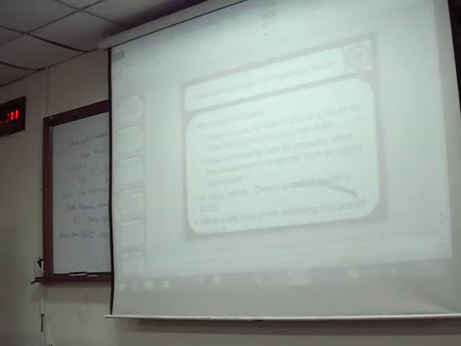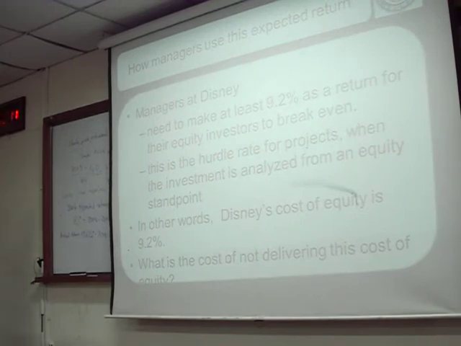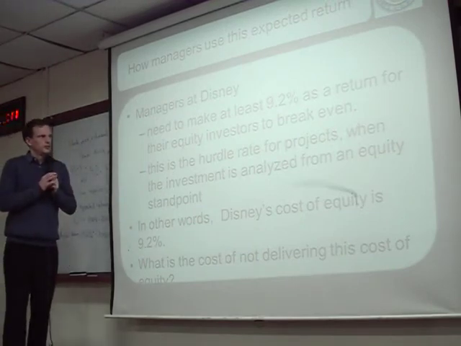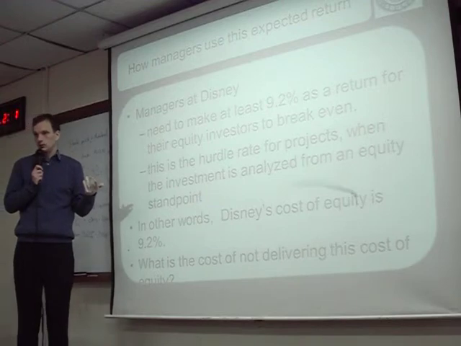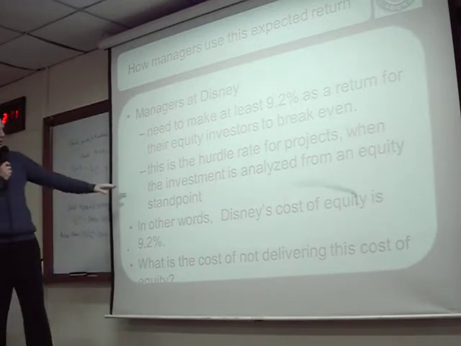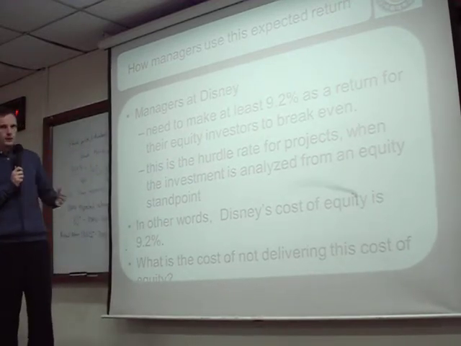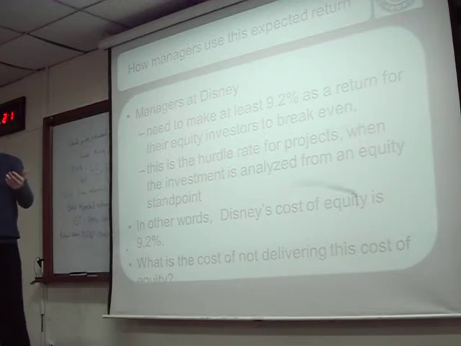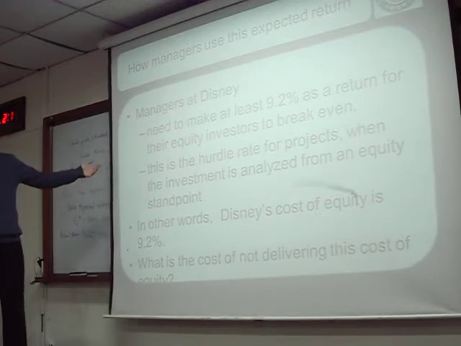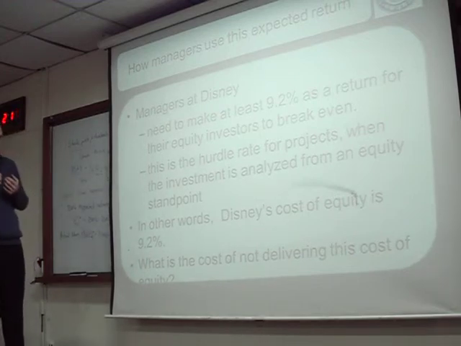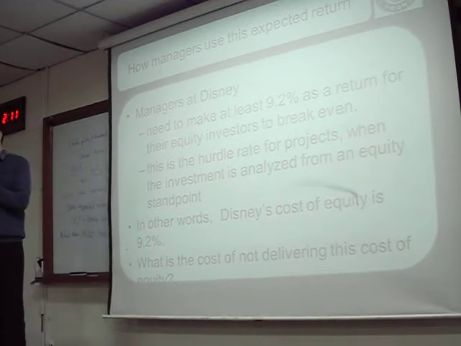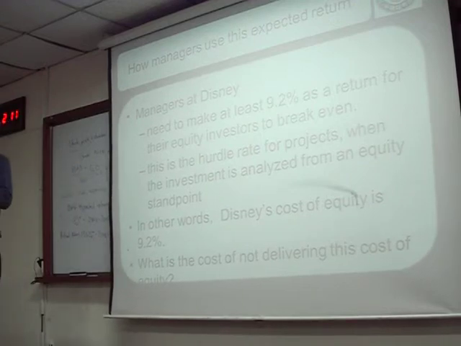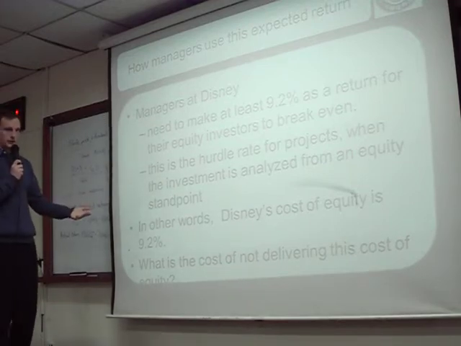So we can also use this inside the company. Managers in the company can use this. We know that our stock investors want us to make a 9.2% profit to break even, or else they're not going to invest in our company. So this can be a hurdle rate for projects. If we're just looking from the equity standpoint, later we'll talk about both equity and debt, right? But just from the point of the stockholder, we can use this as a hurdle rate. So this is Disney's cost of equity. In order to raise money, Disney is going to have to give 9.2% a year to the stockholders. Okay? So that's what they expect to get from Disney.